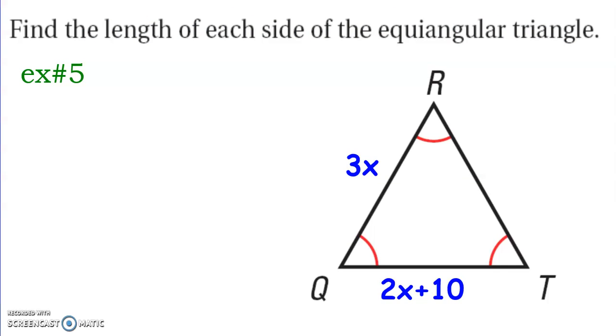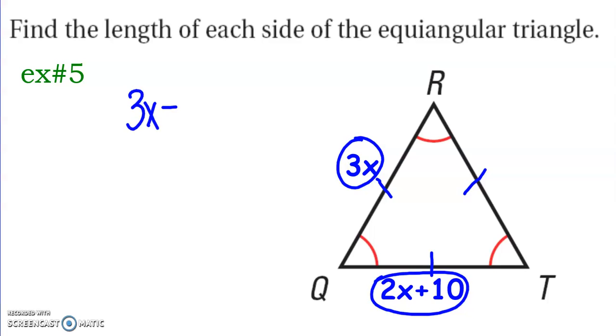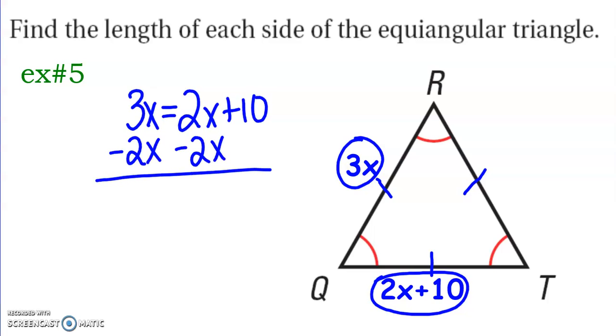Okay, so here we have an equiangular triangle, which means that it is also equilateral. Okay, so if it's equilateral, it means all my side lengths are equal. So that means that 3x equals 2x plus 10. So I'm going to get my variable terms on one side by subtracting 2x from both sides, and we get x equals 10.